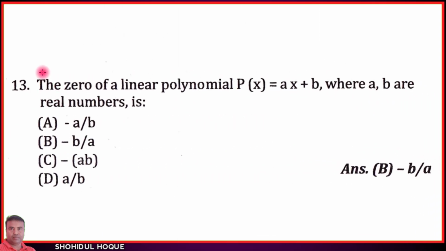Alright. Next question number 13. The zero of a linear polynomial p(x) equal ax plus b, where a, b are real numbers, is option A minus a by b, option B minus b by a, option C minus ab, option D a by b. Correct option B minus b by a.